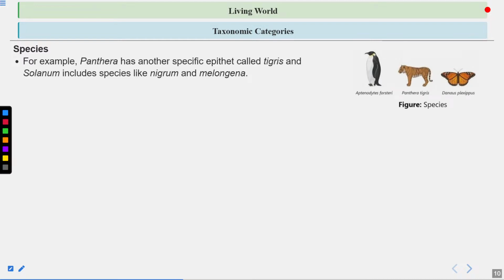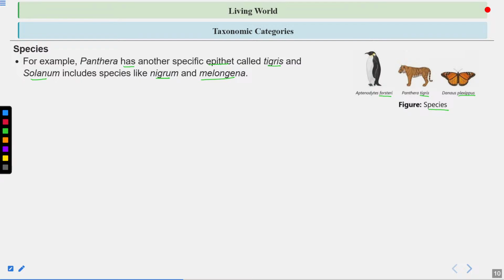For example, Panthera, which is a genus, has another specific epithet, tigris. So one was leo, another one is tigris. And Solanum includes species like nigrum and melongena. Solanum is a genus. It can have more than one specific epithet. One is nigrum, another one is melongena. So here you can see examples of species. Here you can see Forstera, tigris, Plexippus, these are all species.